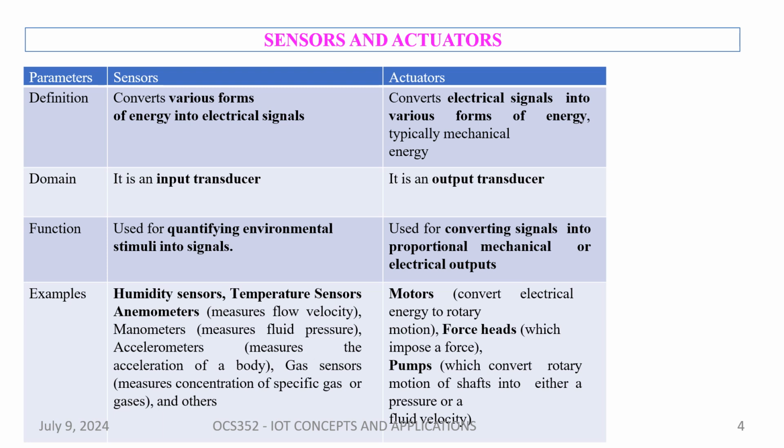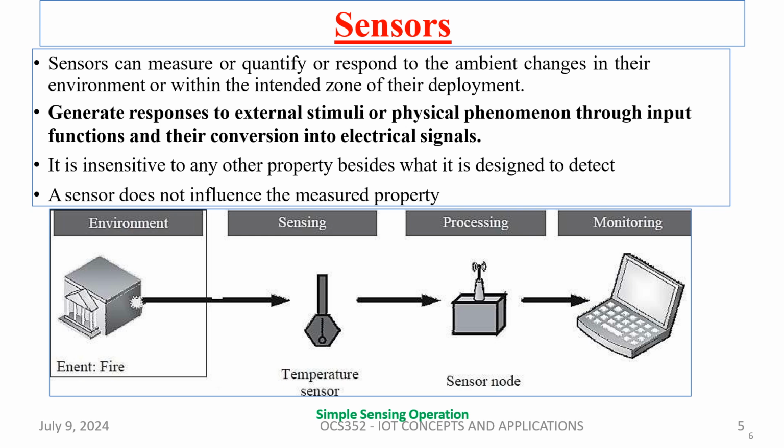The function of a sensor is quantifying environmental stimuli into signals; actuators are used for converting signals into proportional mechanical or electrical outputs. Examples: humidity sensors, temperature sensors, and the actuator examples are motors, pumps, etc. Sensors can measure, quantify or respond to the ambient changes in their environment or within the initialized zone of their deployment. They generate a response to external stimulation or physical phenomena through input functions and their conversion into electrical signals.